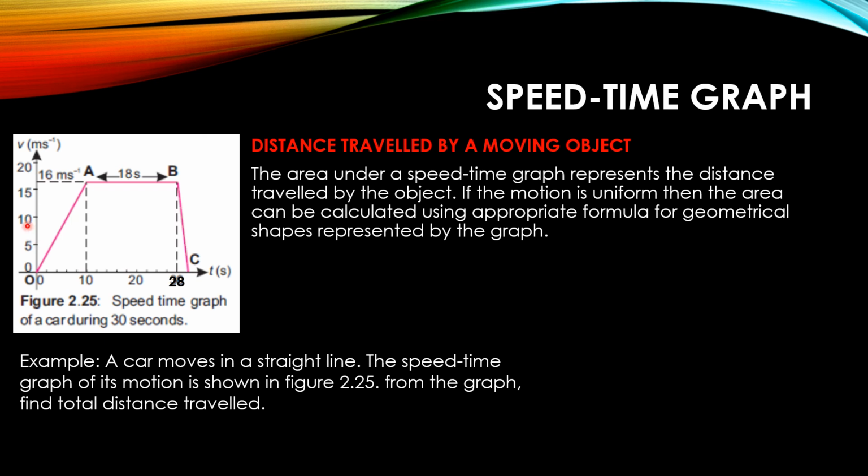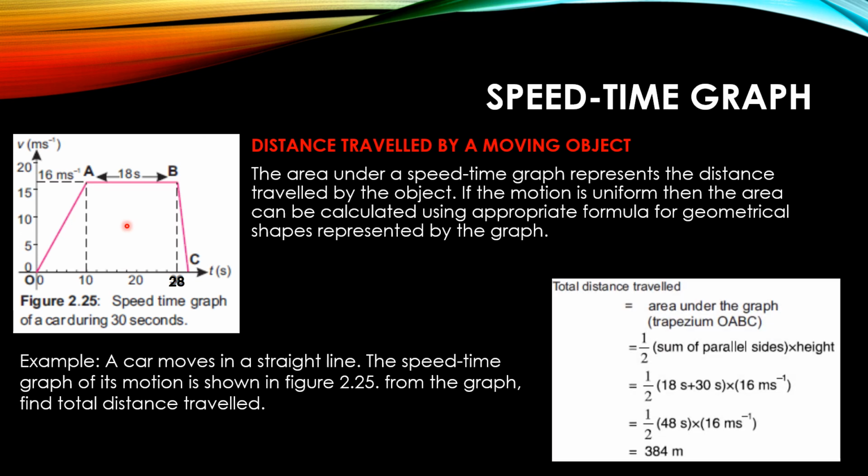First of all, let's discuss the motion of the car. Starting from rest, the car is moving with variable velocity, like the velocity of the body is changing equally in equal intervals of time. In other words, the car is moving with uniform acceleration for 10 seconds. Then for the next 18 seconds, the car is moving with a uniform speed of 16 meter per second. Then the car starts to decelerate for the next 2 seconds and comes to rest. So that was the motion of the car.